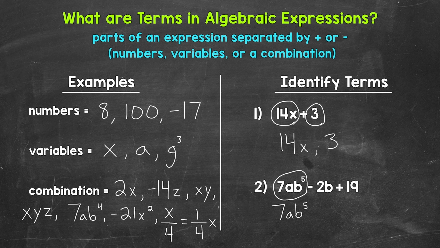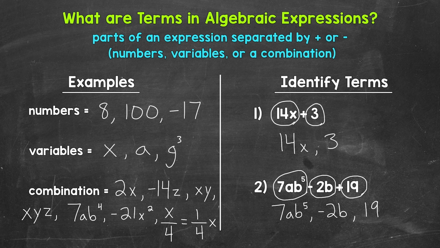We then have that subtraction sign and 2b. So this is our second part or term. And remember, it takes the sign that's in front. So this is a negative 2b. That's our second term. And then lastly, we have plus 19. So an addition sign and then 19. So 19, a positive 19, is the last term. So this expression has 3 terms, 7ab to the power of 5, negative 2b, and 19.